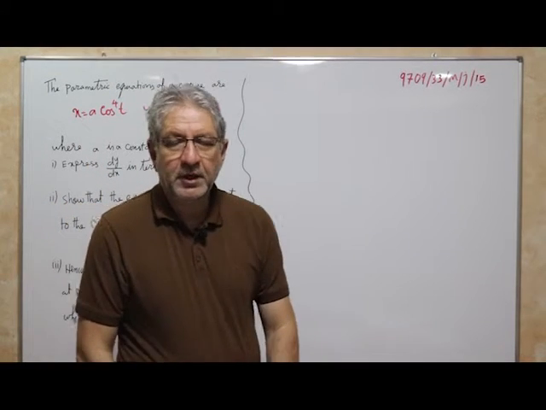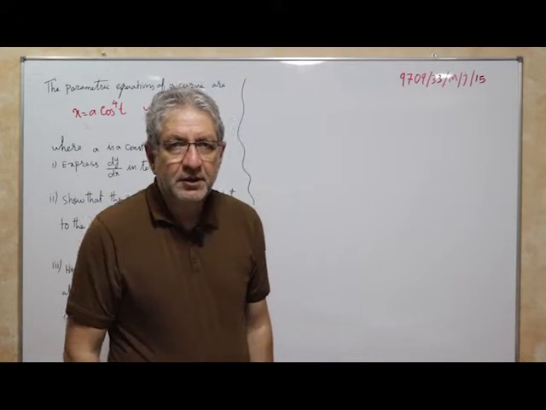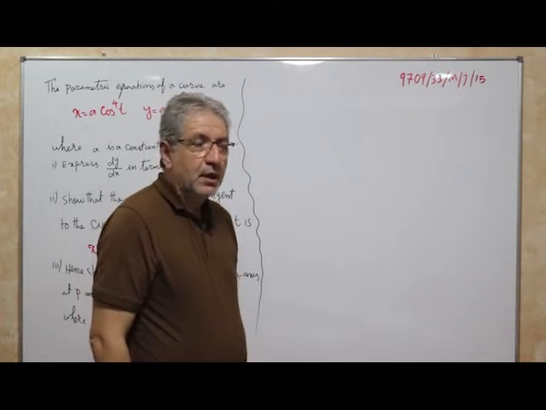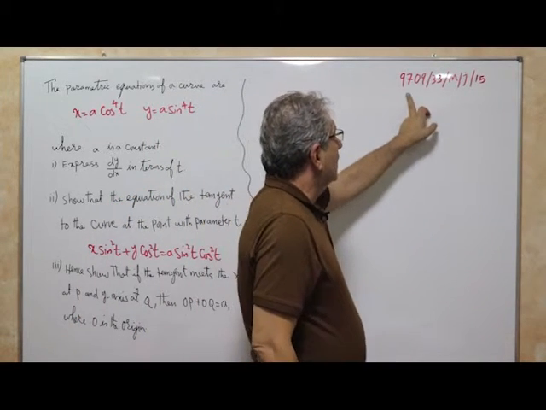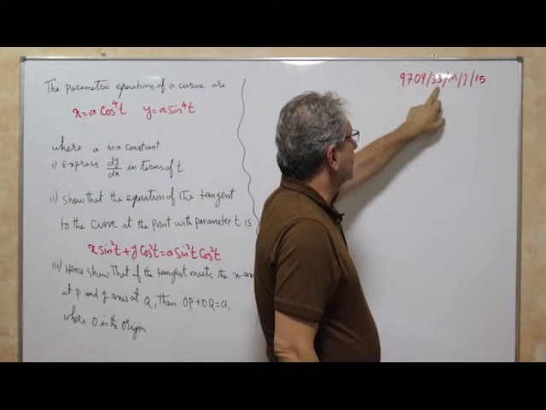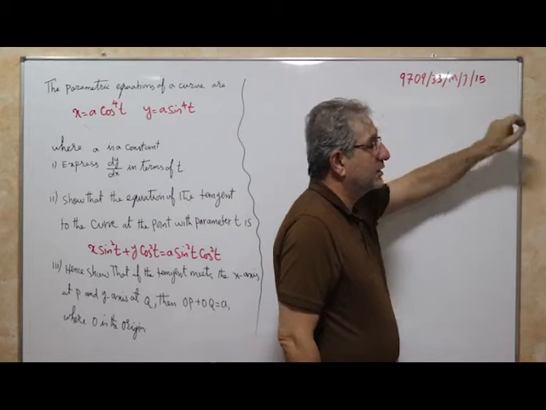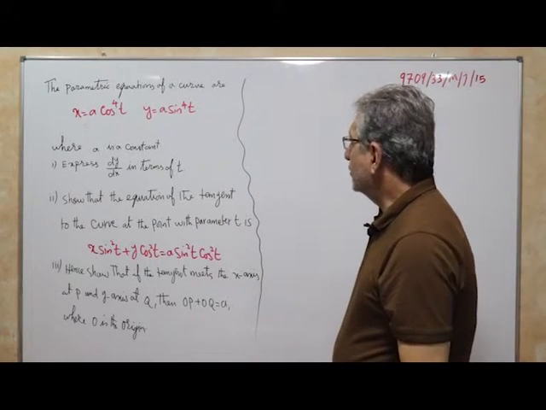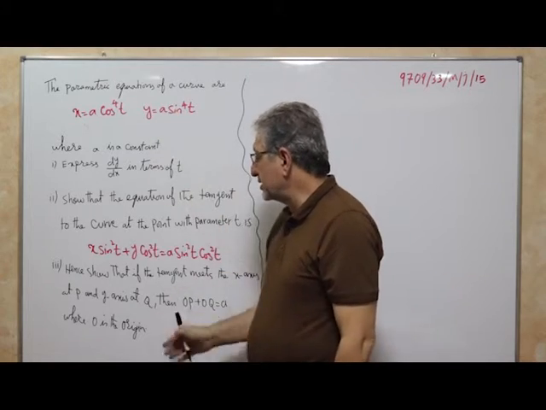Hello, I'm Kaini. I have selected another question from A-level past year papers. The code is 9709, paper 3, variant 3, May-June 2015. The question is on calculus actually.